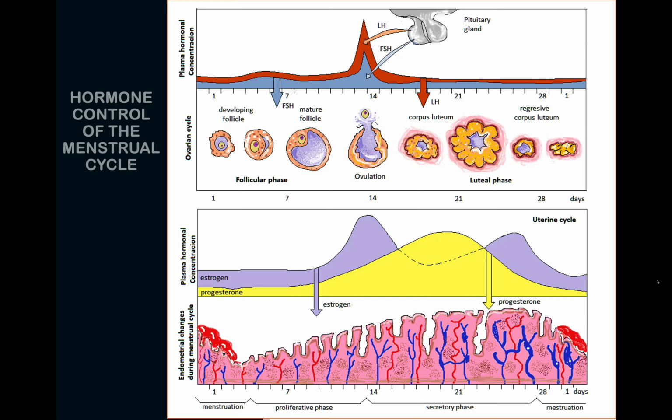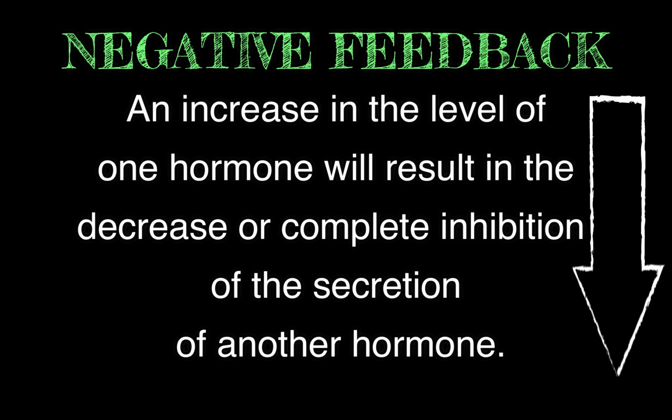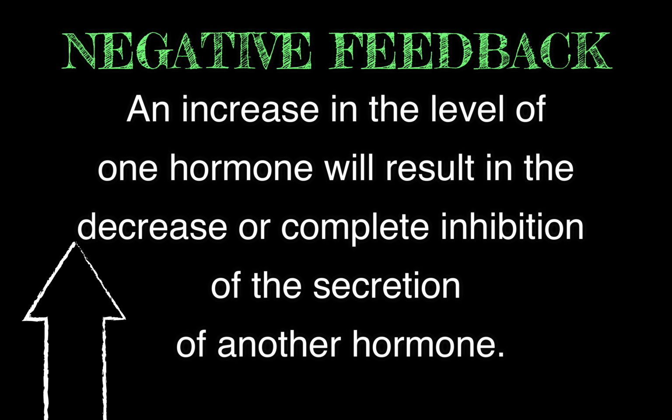So what have we learnt in our lesson today, children? Yes, we have learnt that the interaction between the different hormones illustrated something to us. It illustrated to us the principle of something called negative feedback. What does negative feedback mean? It means that an increase in the level of one hormone will result in a decrease or the complete inhibition of the secretion of another hormone, right?